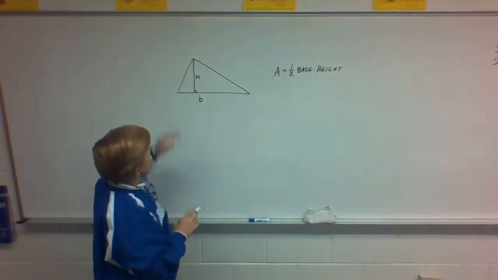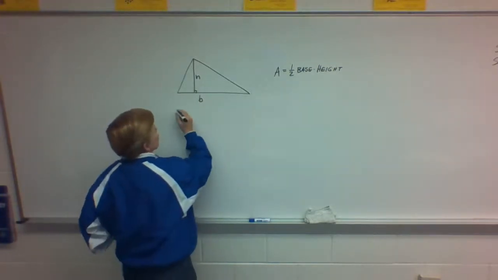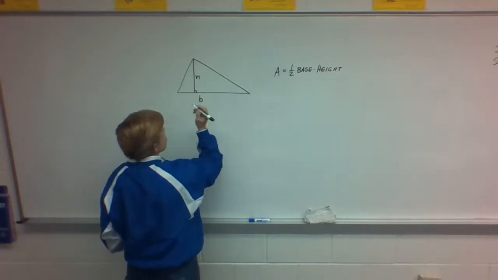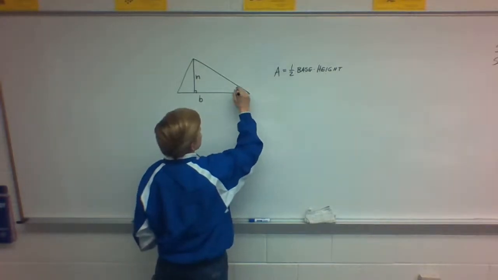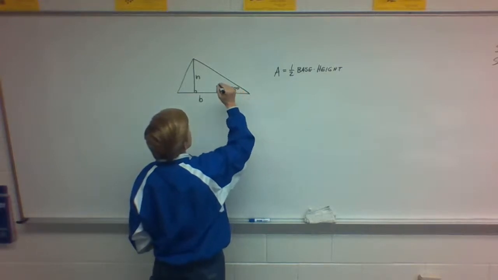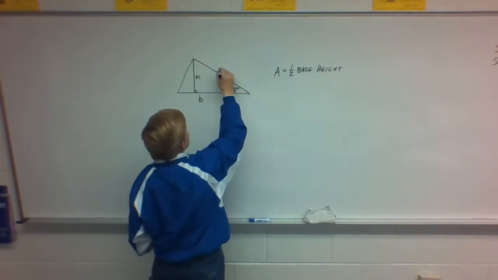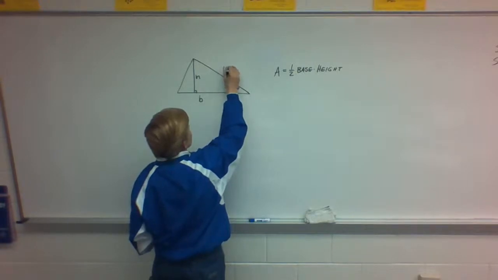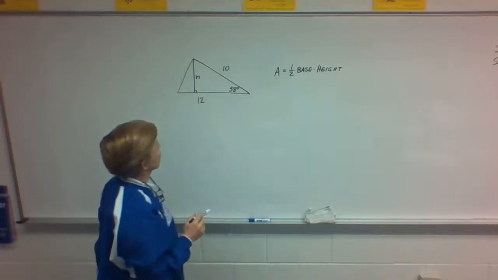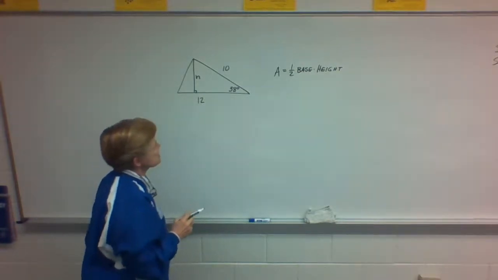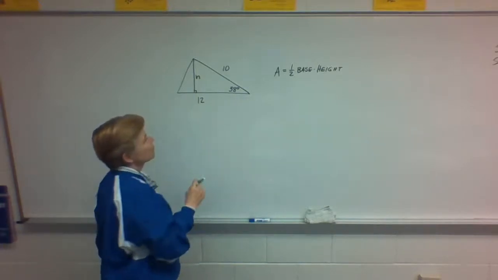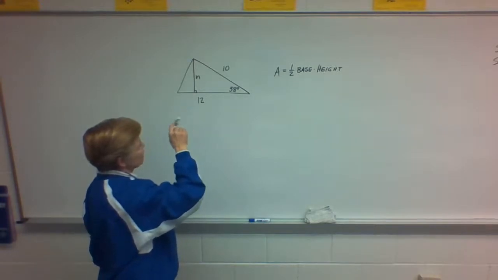Now, if the given information, before I drew that height, was in side angle side form, like for example, I'll just call this 38 degrees. And this side over here, I'm going to say was 10. And this side down here is 12. I have a base in this. You see that side angle side, 12 is this whole thing, by the way. You see that I've got the given information in side angle side form.